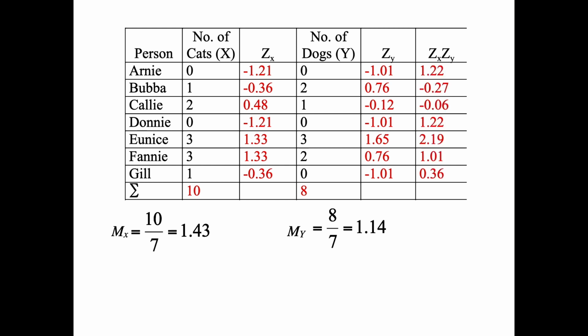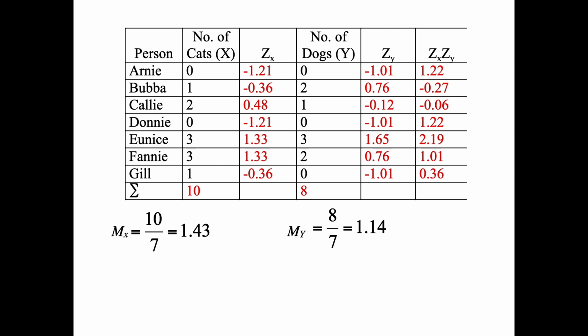We get minus 0.36 times plus 0.76, we get a minus 0.27. The next one is 0.48 times a negative number, minus 0.12, and I get a negative number. And I continue working all the way through that. So now I have all of the cross products.